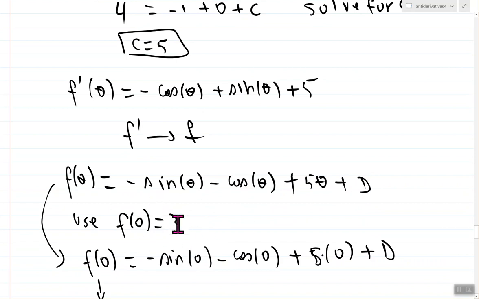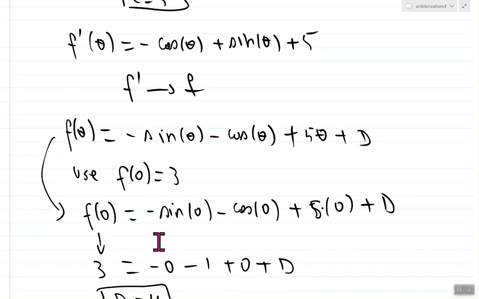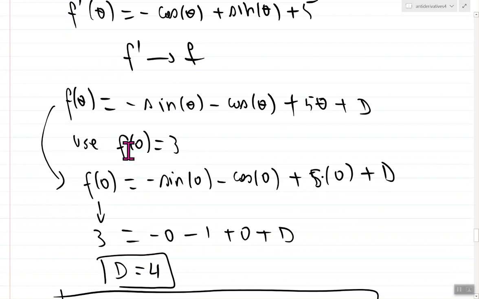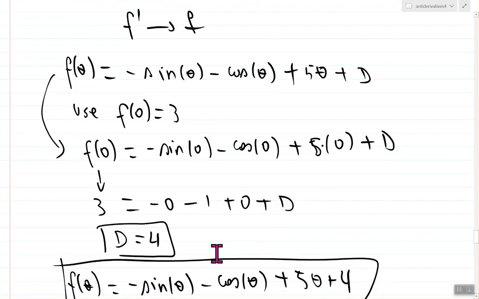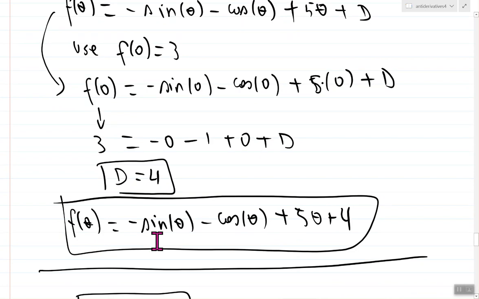And then we use the second condition they give us on f, that f of 0 equals 3. So we go to the f function, we plug in 0 for theta, wherever theta is. So you put 0 here, here, and there. And then on the left side, f of 0 is 3. So you write 3 equals, sine of 0 is 0, cosine of 0 is 1, so you get negative 1 here. 5 times 0 is 0, and then plus d. So add 1 to both sides, you get 4 equals d. And then you go back to this equation, replace d by 4, so you get the f of theta that you're looking for.